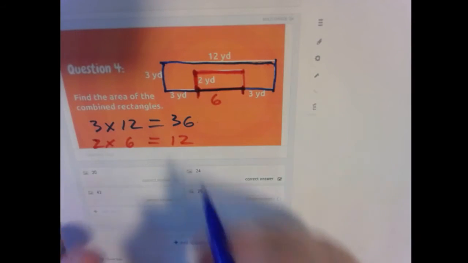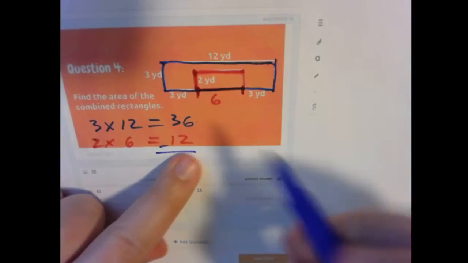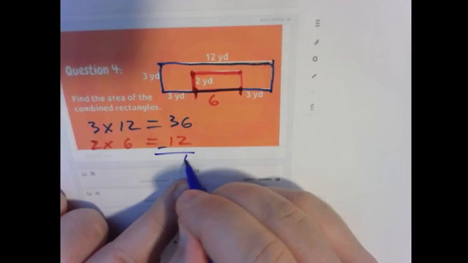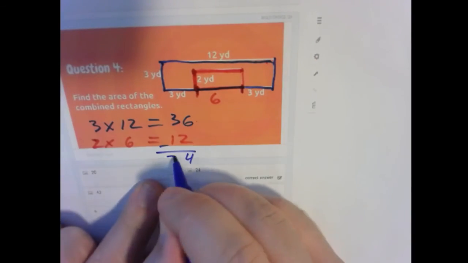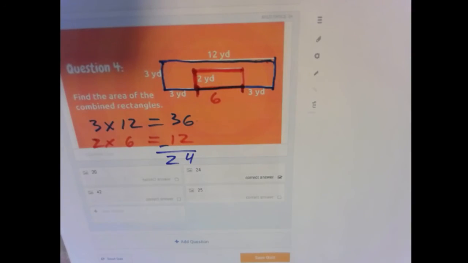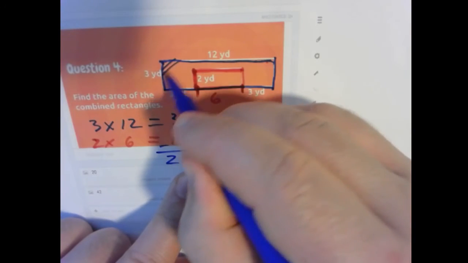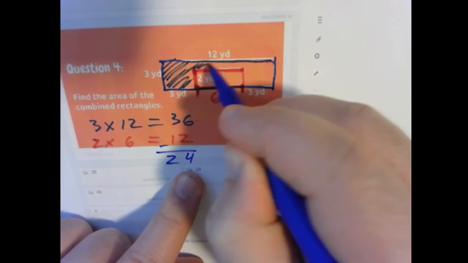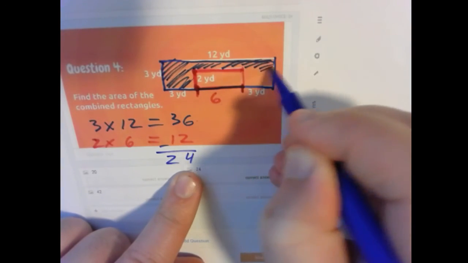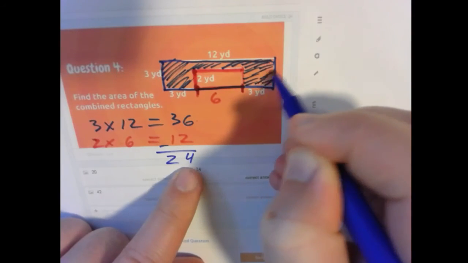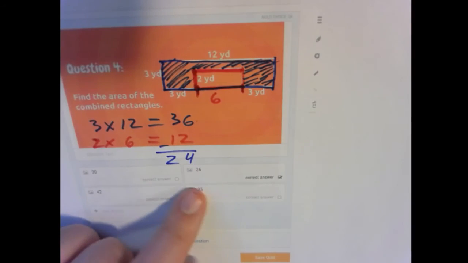Okay, so let's subtract them this way this time for fun. So 6 minus 2 is 4. 3 minus 1 is 2. Should have an overall area of 24. And again, that would be this area like this again, right? If we started with that big blue rectangle and took a bite out of it, that would be 24.